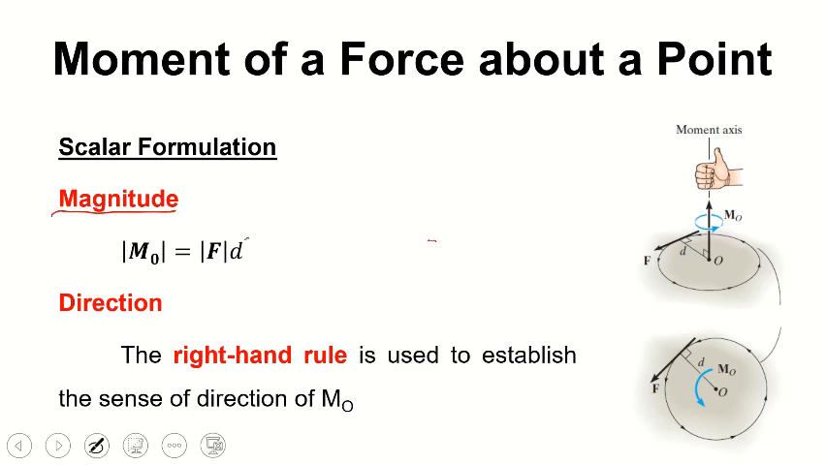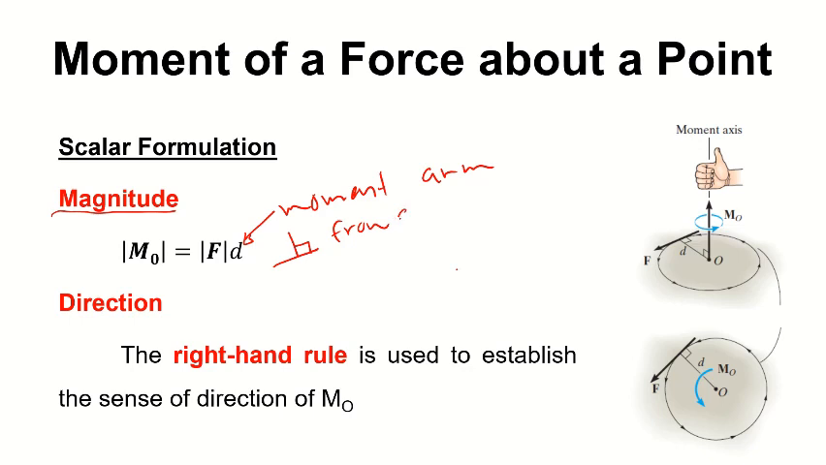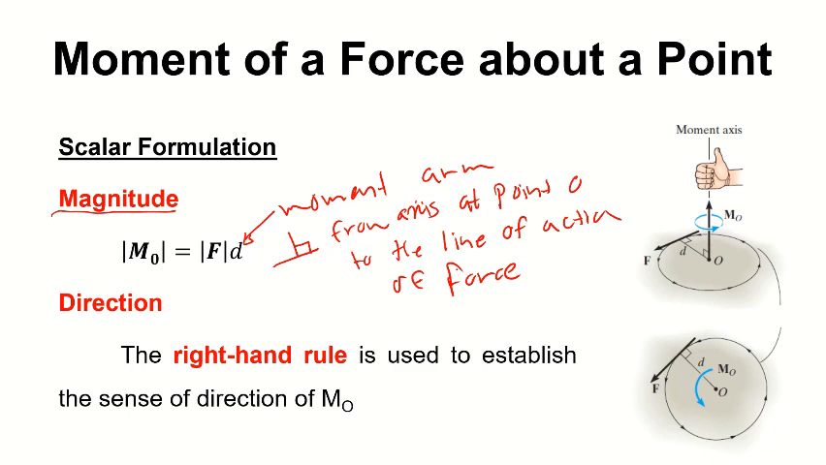So this is the moment arm or perpendicular distance from the axis at point O, right, point O, to the line of action of the force, right? So this is how we determine the magnitude. The magnitude of the moment is equal to the magnitude of the force times the moment arm, right?